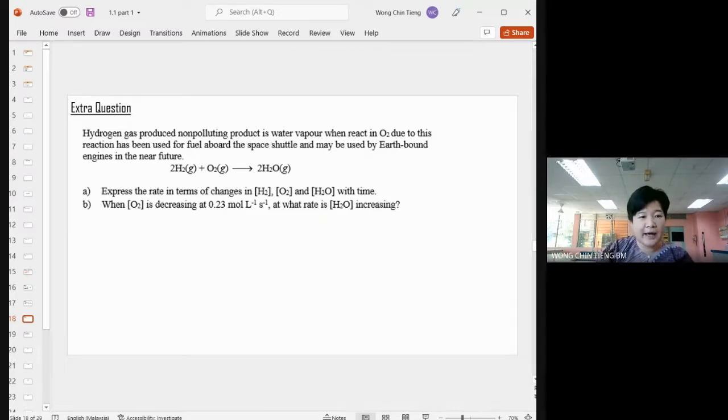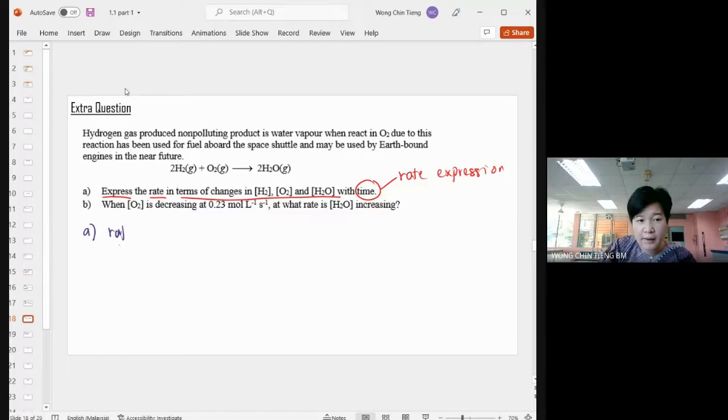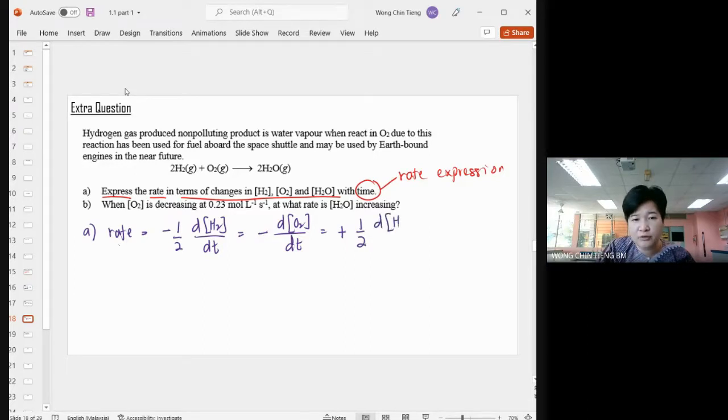Rate expression. Express the rate in terms of change in concentration with time. This is actually another sentence for your rate expression. So your A is basically your differential rate equation, where you make sure you start off with the rate, -1/2 d[hydrogen gas]/dt equals -d[oxygen gas]/dt equals +1/2 d[H2O]/dt. Simple. Okay, no issues there.